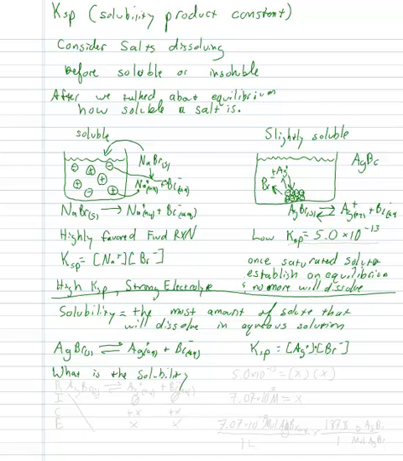So we could actually use a RICE diagram. It's a little simpler, but I like to keep it the same way. So our reaction is the same, AgBr solid in equilibrium with its ions. So we can actually treat these the same way.